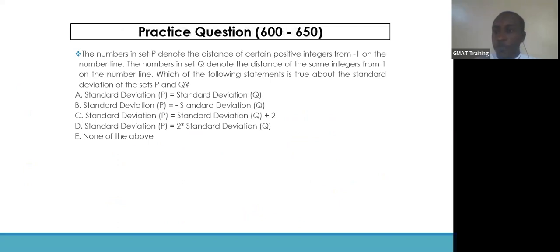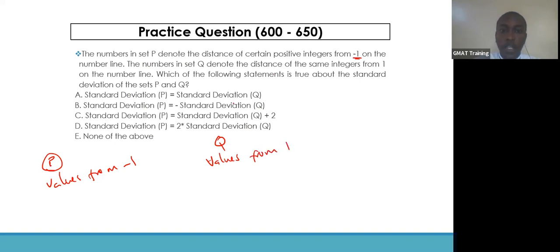Let's try this other question. Please pause the video, give it a try, then I'll jump in. The numbers in set P denote the distance of certain positive integers from -1 on the number line, and the numbers in set Q denote the distance of the same integers from 1 on the number line. Which of the following statements is true about the standard deviation of the sets P and Q, right?